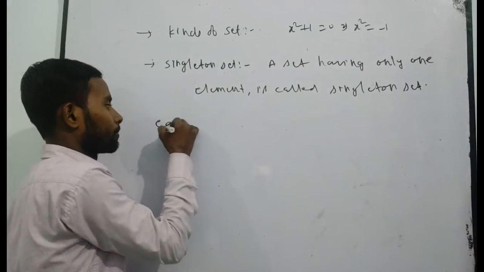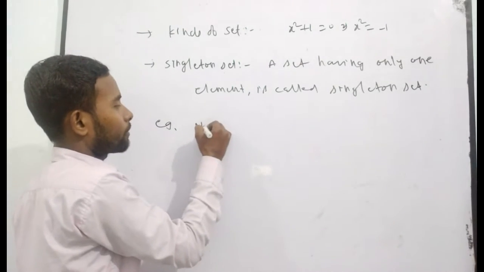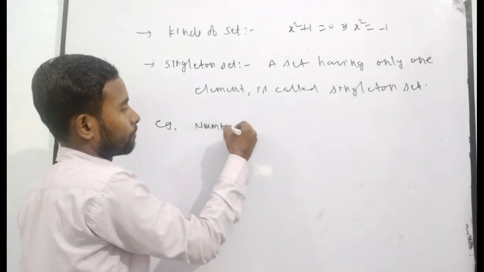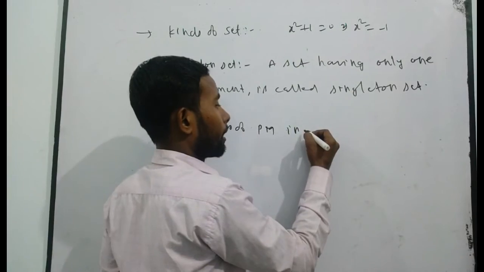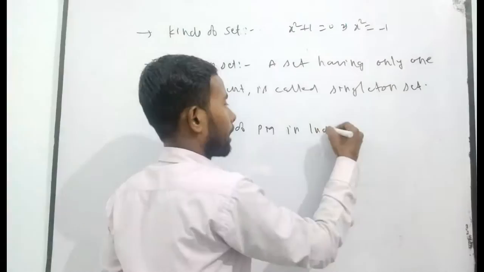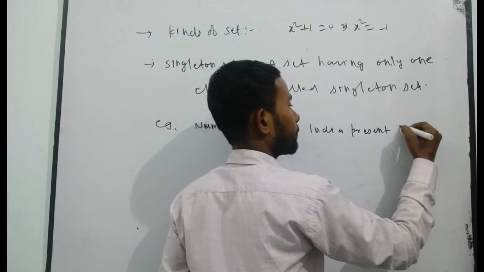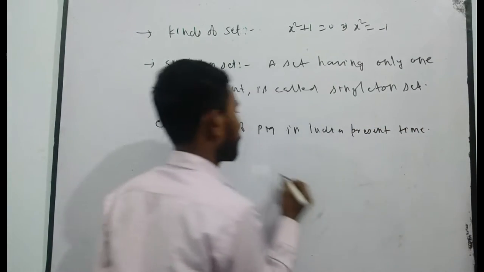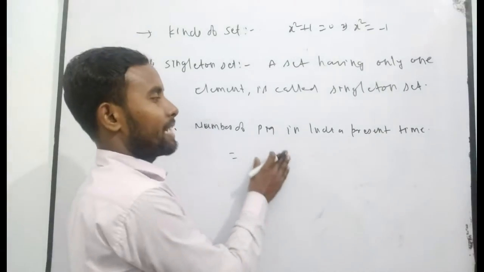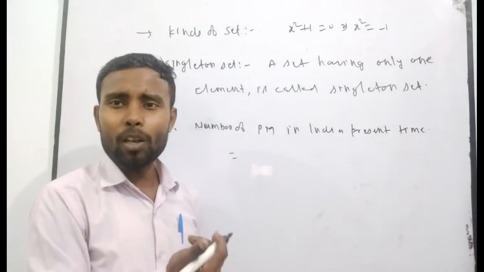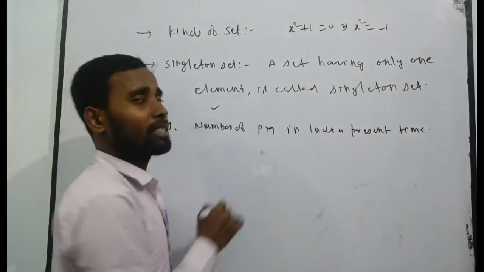For example, you can say collection of PM, PM is Prime Minister, in India at present time. How many Prime Ministers in India are present? Only one. That means it is an example of singleton.